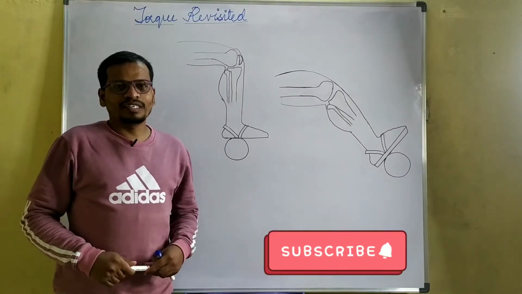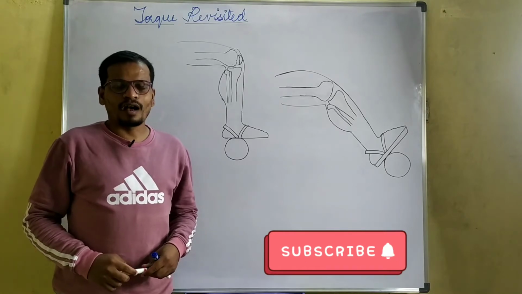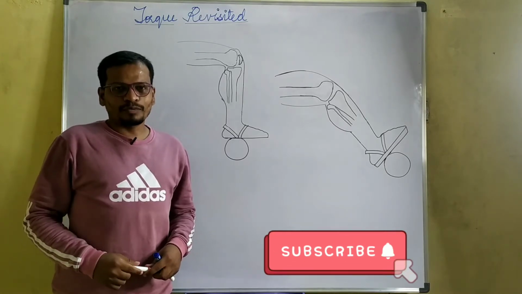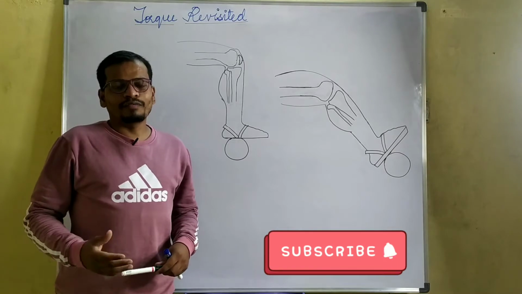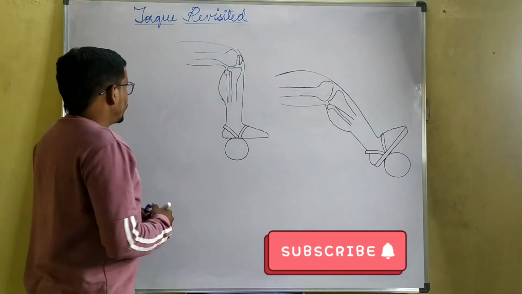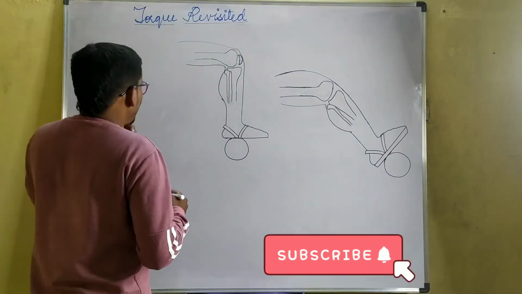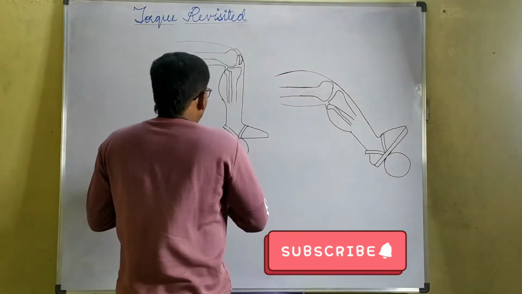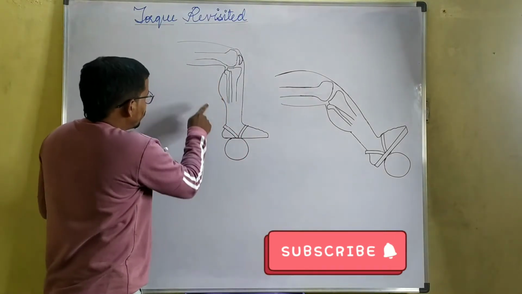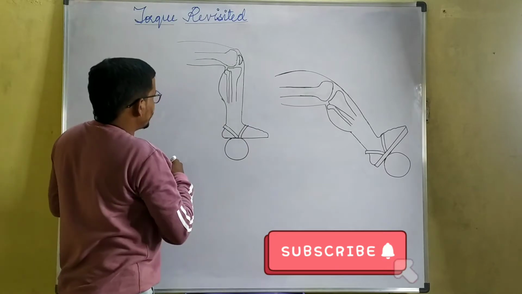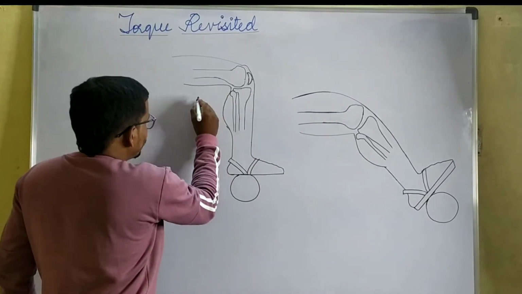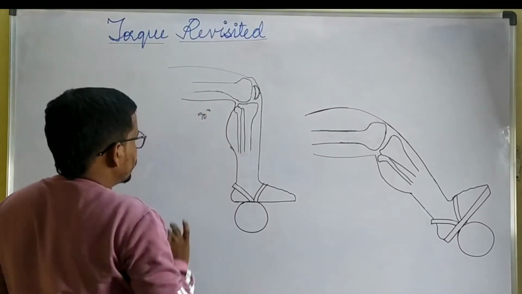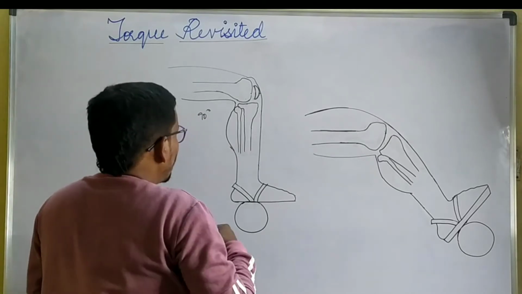In this video, we'll discuss changes to the moment arm of a force, which is a subtopic of torque revisited. First, we'll define what a moment arm is. This is the thigh and the leg-foot segment, with a knee joint which is flexed to 90 degrees.